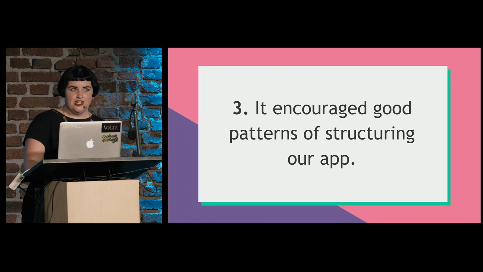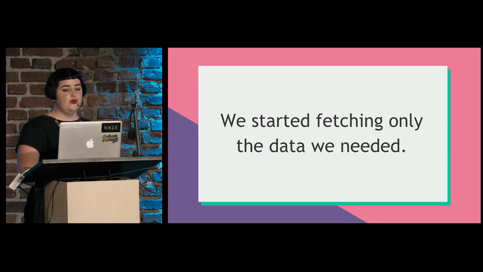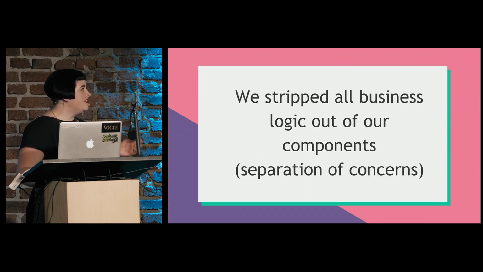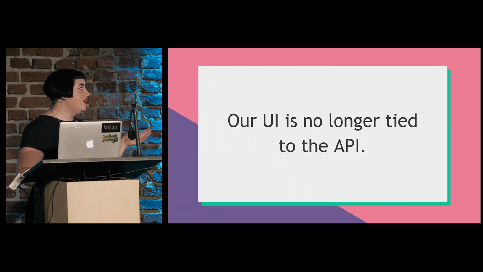Another benefit, which I didn't really expect, but is a huge one for us, is that it encouraged good patterns of structuring our app. And obviously, good is subjective, but here's what that meant for us. It meant that we started fetching only the data that we needed. We stripped all the business logic out of our components, and finally had some true separation of concerns inside our code base. We used field names that actually made sense to us instead of using what the API gave us. And most importantly, our UI is no longer tied to this API.